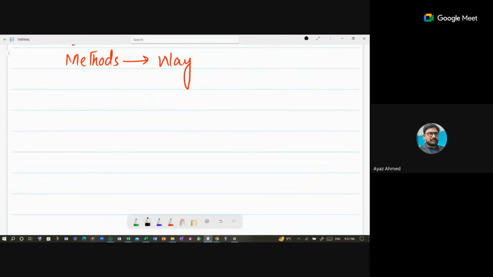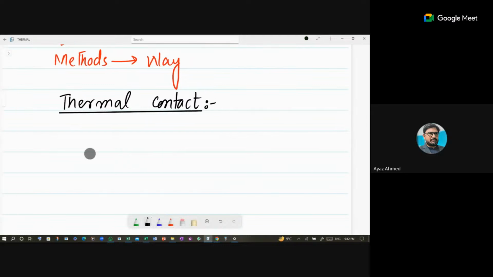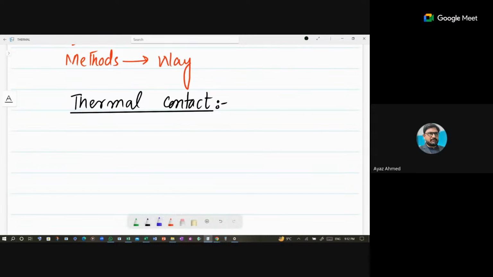Now I have a starting point for you people. Do you know what is thermal contact? Can anybody tell me? Hassan, what is thermal contact? Thermal contact, when you come in contact with something hot. Yes. So when we basically exchange heat, the process to exchange heat or thermal energy.